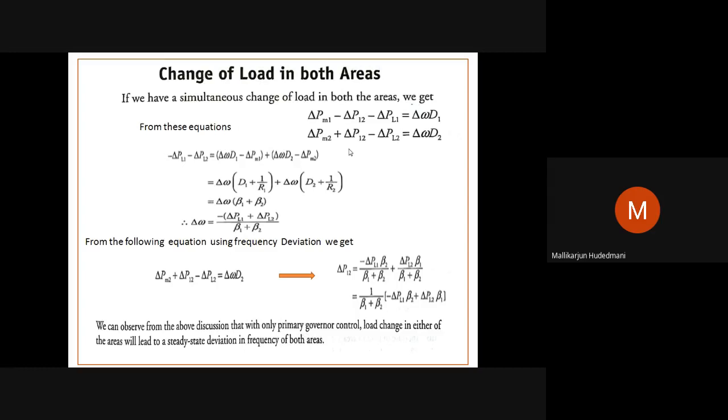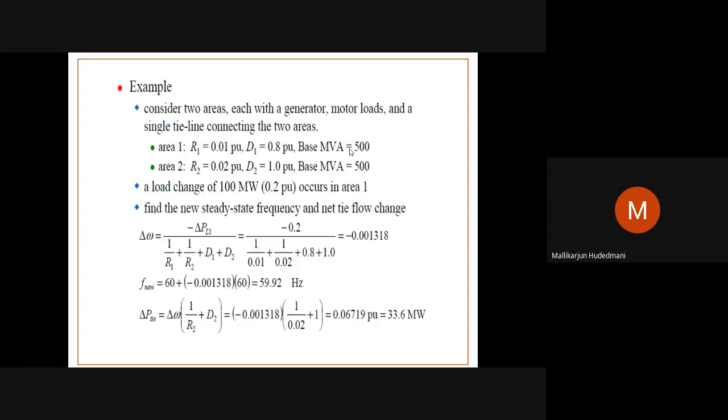Before going to do this, let us consider a few examples of how the change in load of area 2 is addressed in numerical problems. Let us move to some numerical problems. So considering the two areas with the generator as mentioned, we have R1, D1, R2, D2 on a certain base of 500. A load change of 100 megawatt occurs in area 1.